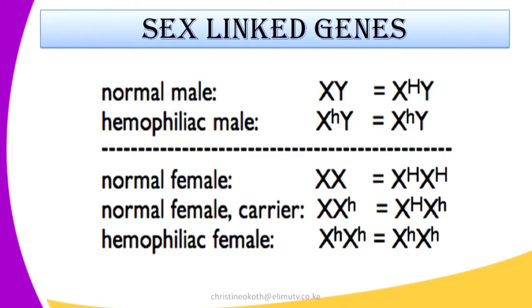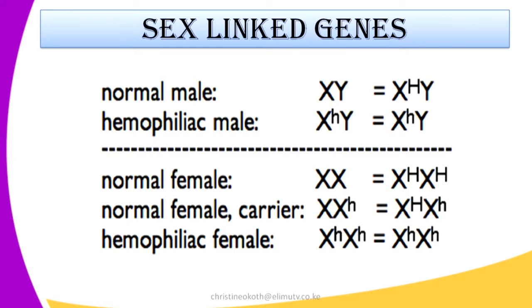In a hemophilic male, it is the X. Remember, it is carried on the X chromosome. So the X bears the small h, meaning that you are hemophilic. So in male, it's only 2 traits. It's either you are a normal male or you are hemophilic.